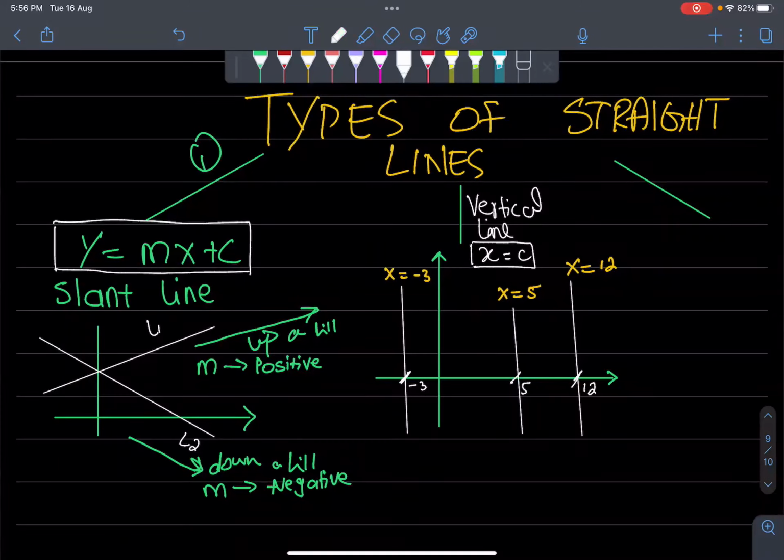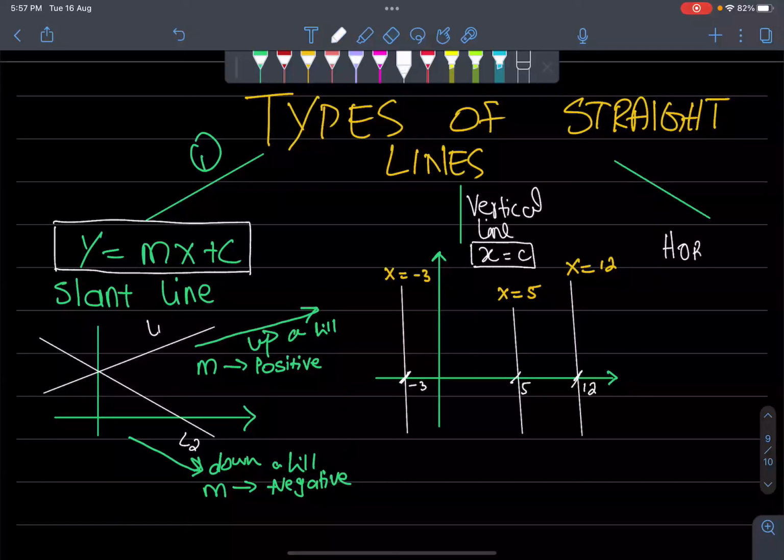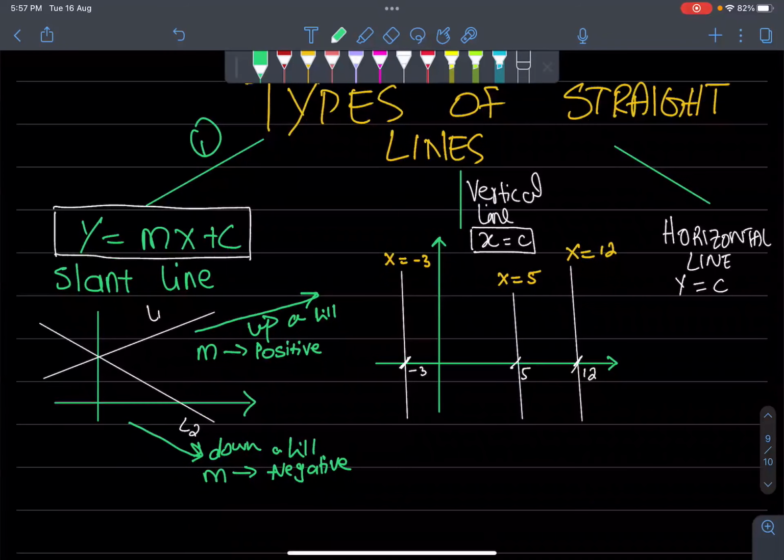Similarly, the third type is a horizontal line. The format for its answer is y equals c. Why? Let's see why that is. Sorry, I think I should create some space.